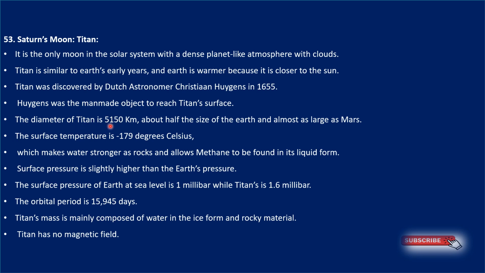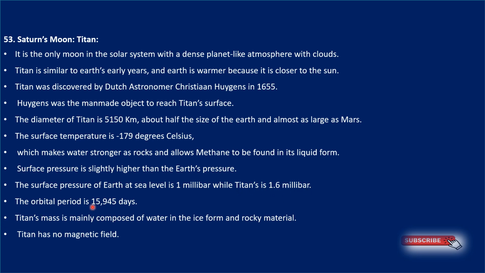The diameter of Titan is 5,150 km, about half the size of the Earth and almost as large as Mars. The surface temperature is minus 179 degrees Celsius, which makes water as hard as rock and allows methane to be found in its liquid form. Surface pressure is slightly higher than the Earth's pressure. The surface pressure of the Earth at sea level is 1 bar, while Titan's is 1.6 bar.